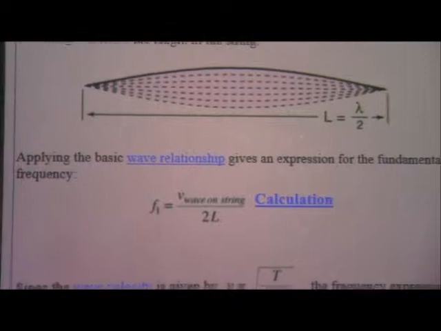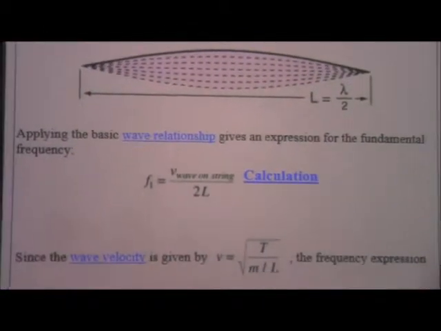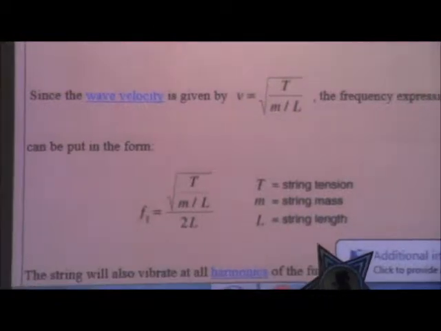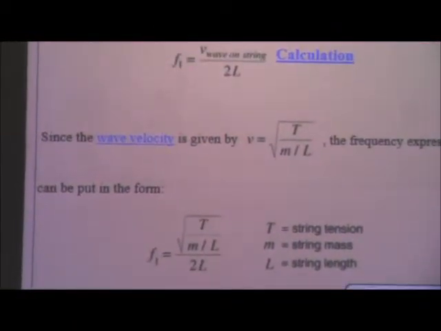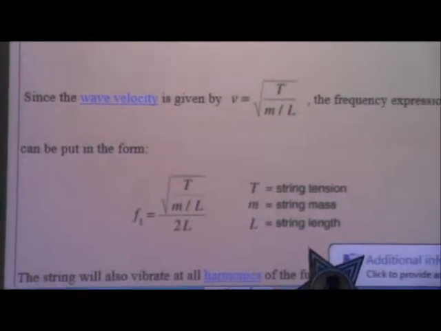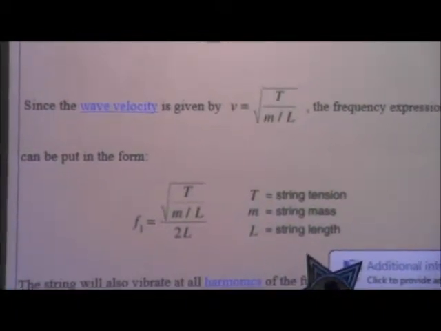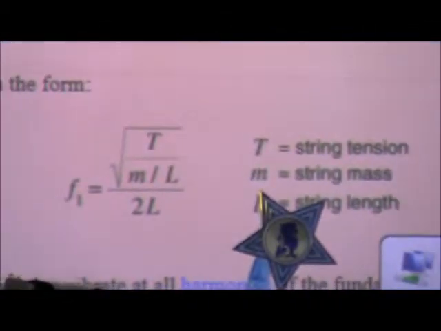So, the frequency expression can be put in the form, the bit at the bottom. Frequency is the root of the tension over the mass per unit length, divided by 2 times the length. So we've got string tension, string mass, and string length all involved in that. Now that looks fairly foul, but with your amazing mathematical abilities, I'm sure you can see that there is a way of turning that eventually into a y equals mx plus c sort of an idea. It would take a bit of rummaging around, wouldn't it?